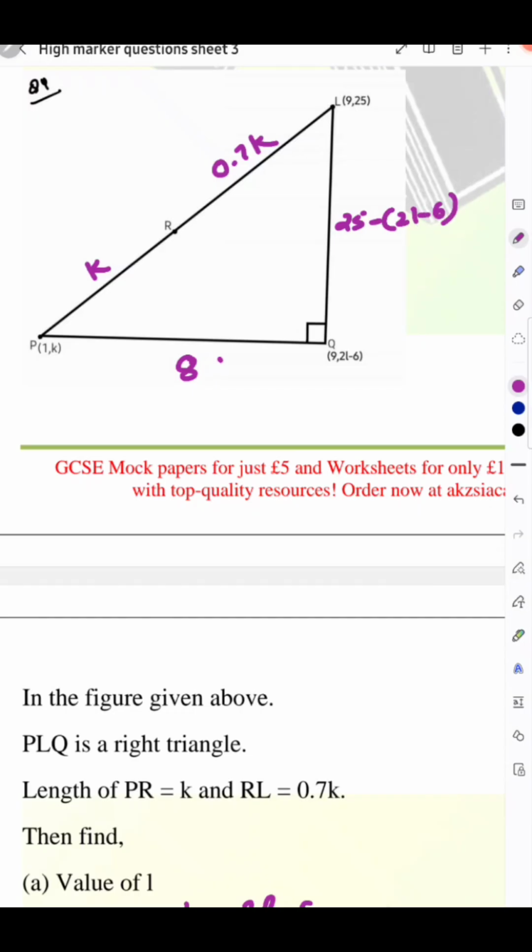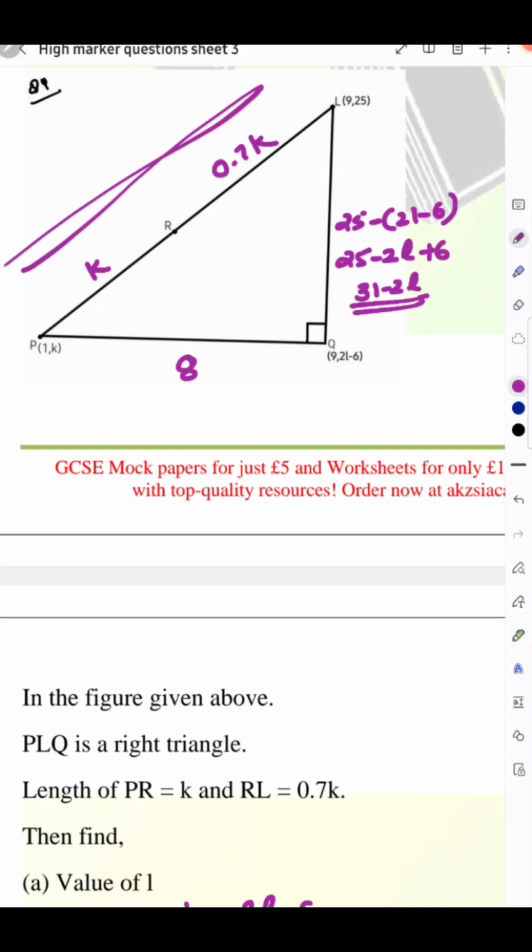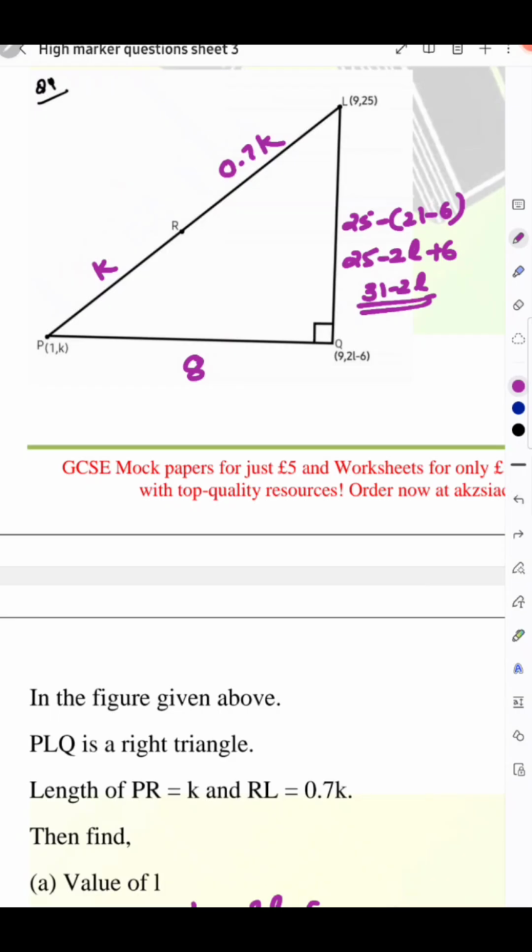How did I get to know this distance? When I subtracted 9 minus 1. This is how I can find this distance. Similarly, if I subtract 25 minus (2L minus 6), I can find this distance in terms of L. So 25 minus 2L plus 6, that is 31 minus 2L, is the length of this one. And if I talk about the total length of this one, this total length is 1.7 K.